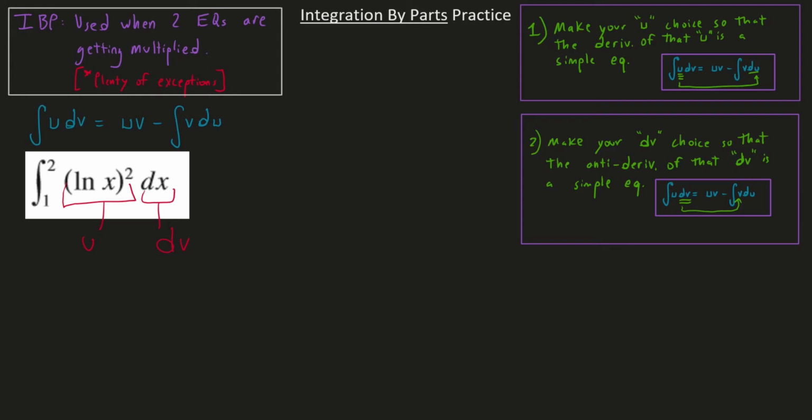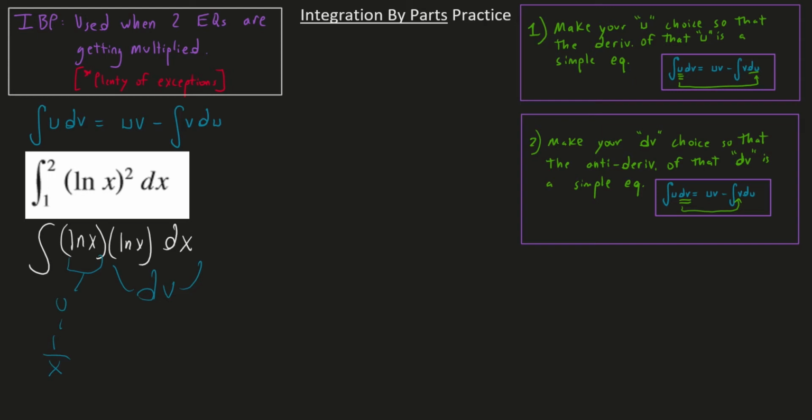We do have two equations getting multiplied here. Natural log of x times natural log of x. Remember, that's what this squared really means. So it doesn't really matter which one I make my u. They're both the same, and the derivative of natural log of x is 1 over x. Well, let's imagine the dv. Of course, the dv will also be natural log of x.